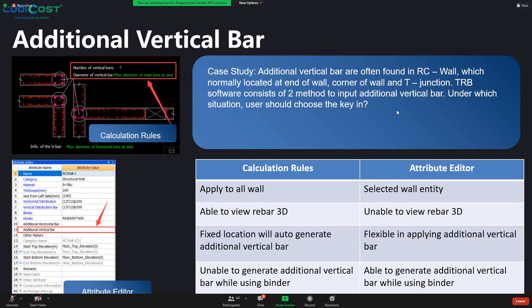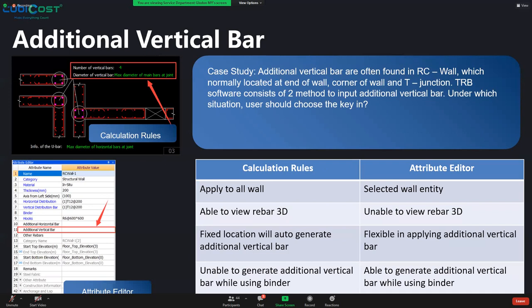Now, what is the difference between calculation rules and attribute editor in terms of additional vertical bar? I'll explain the theoretical difference, and in terms of when to use which, it will depend highly on your drawings and how you want to lay your additional vertical bar.